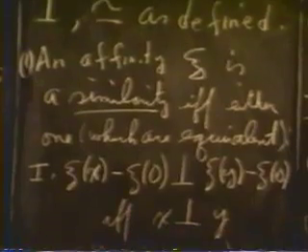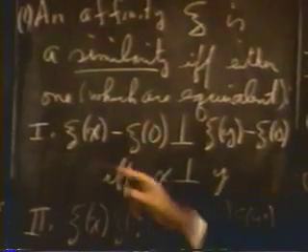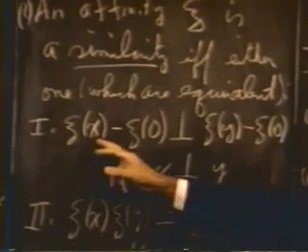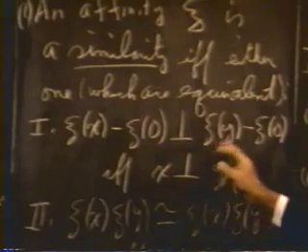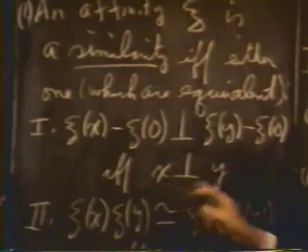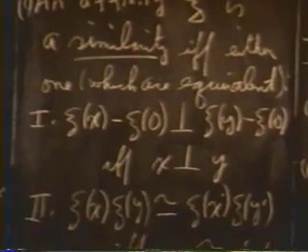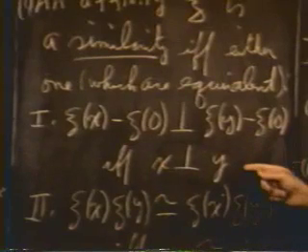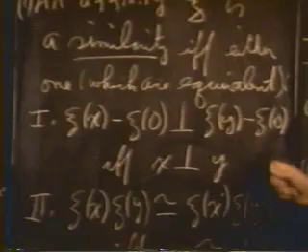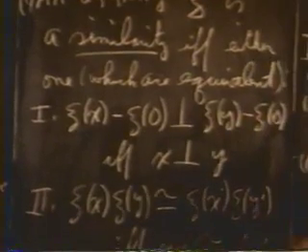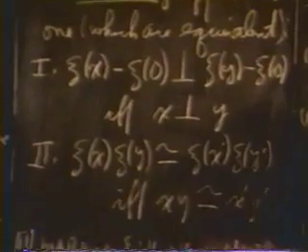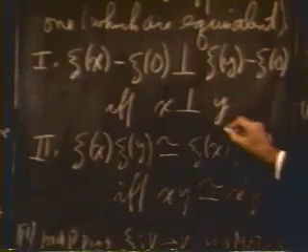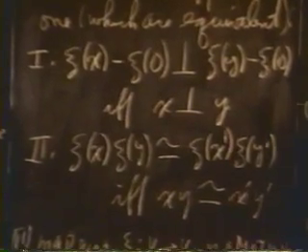These two are equivalent. The first is that if we take two vectors x and y in V, C sub x minus C sub 0 is perpendicular to C sub y minus C sub 0 if and only if x is perpendicular to y. So we use in condition 1 perpendicularity, the preservation of perpendicularity, to characterize similarity. And in condition 2 we just use preservation of congruence. Cx Cy is congruent to Cx prime Cy prime if and only if xy is congruent to x prime y prime.